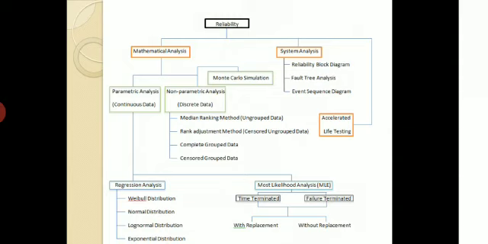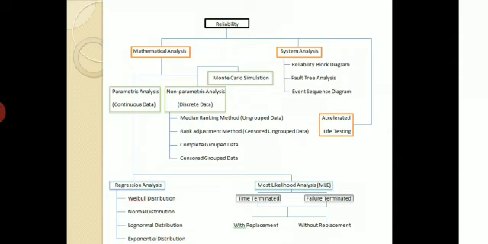Reliability is classified into many categories. Look at this. Reliability is mathematical reliability. What is reliability? You need to know the clear definition: the ability to perform a required function in a stipulated period of time under stated conditions. So reliability can be measured with mathematical analysis, system analysis also.